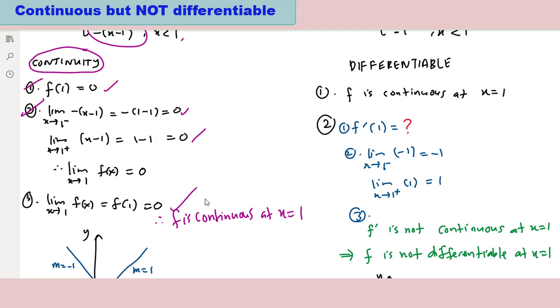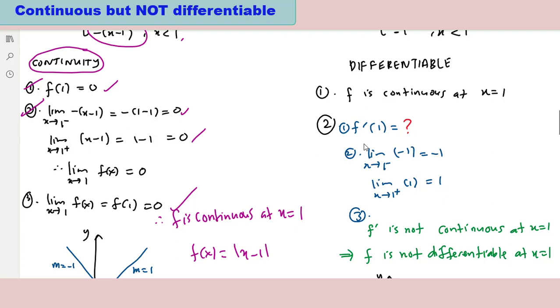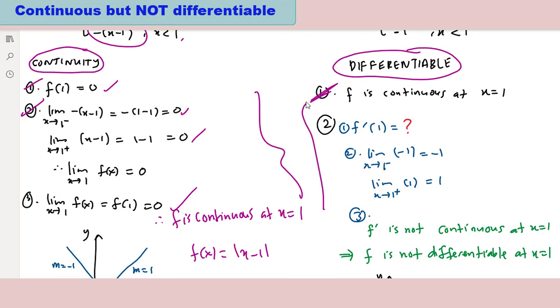And this is the graph for the absolute value f(x) is equal to modulus x minus 1. On this part the gradient is negative, on this part the gradient is positive, and there is 0 here. This graph is continuous. Then for differentiability, we need to follow the two steps. The first step is done: from the first part, f is continuous at x is equal to 1.